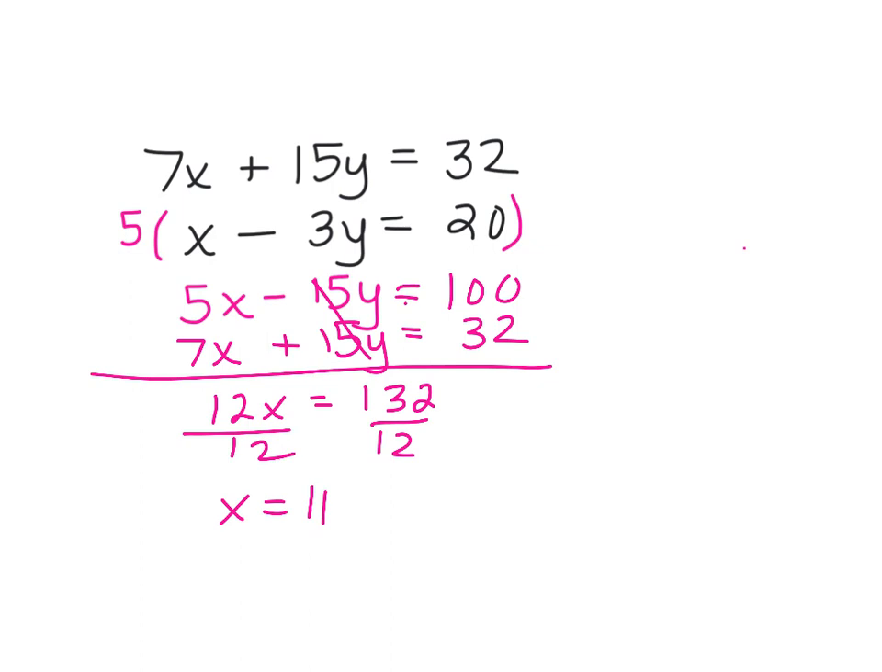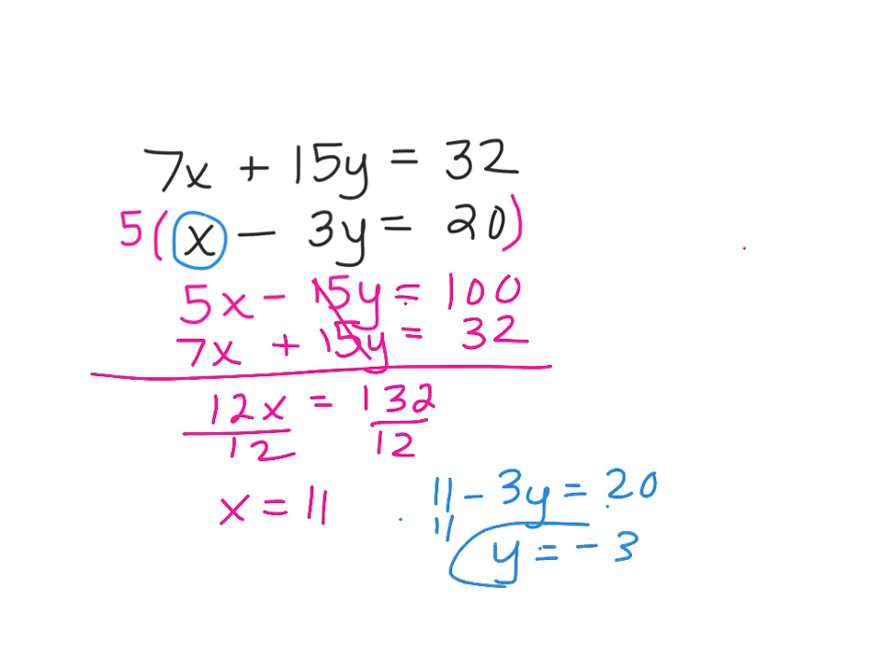Remembering again, we want to substitute back in and solve for the value of y. Maybe I'll substitute into the second equation this time. So 11 minus 3y equals 20. Subtracting the 11 gives me negative 3y equals 9. So y would equal negative 3. So easy, right? Multiply, divide, piece of cake.